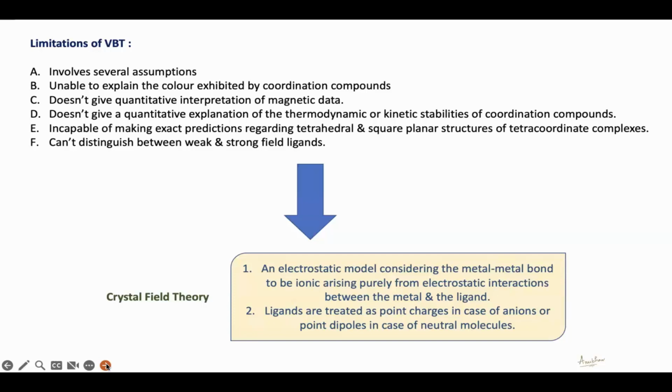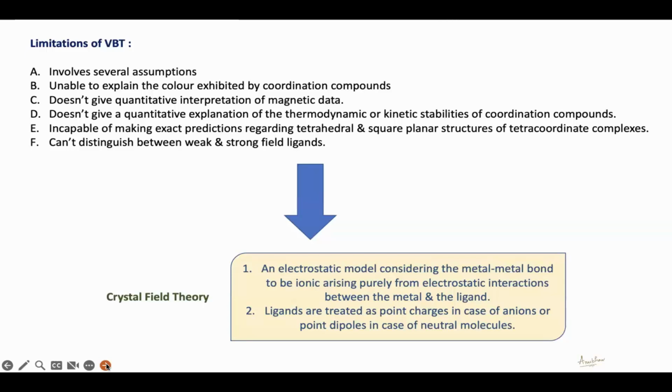Second, it is unable to explain the color. Regarding the color exhibited by coordination compounds, there was no such explanation. It does not give a quantitative interpretation of the magnetic data. That's why crystal field theory comes into the picture. It also does not give any quantitative explanation of the thermodynamic or kinetic stabilities of coordination compounds.